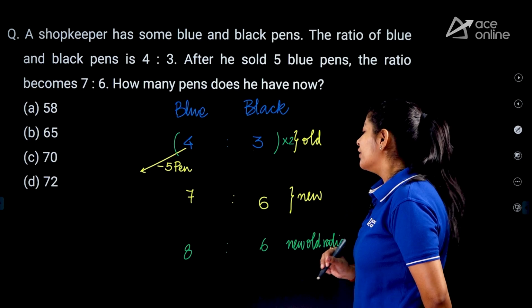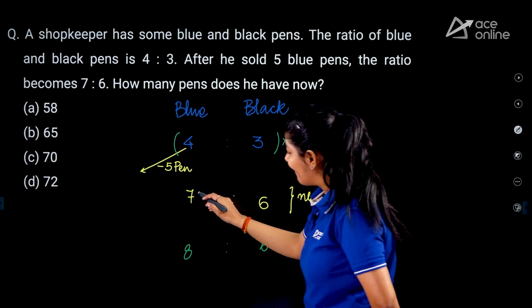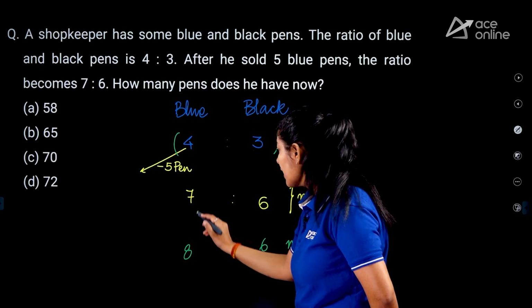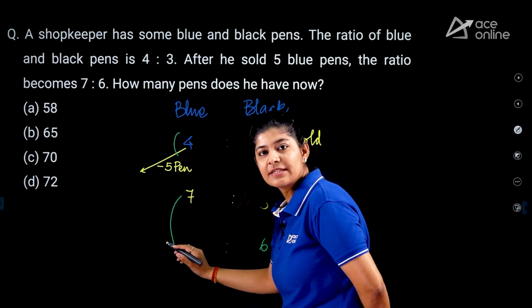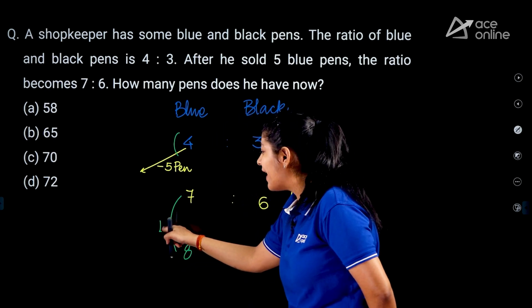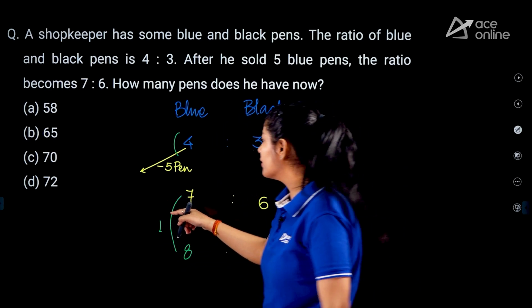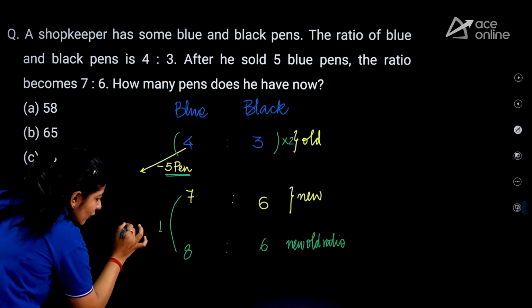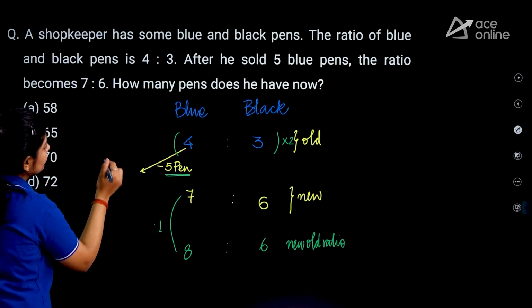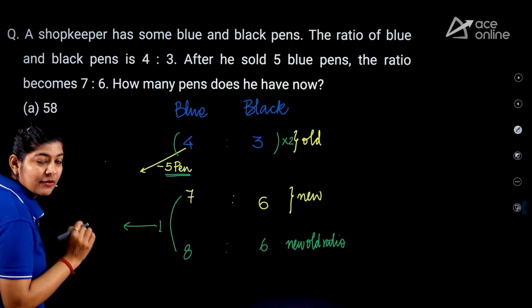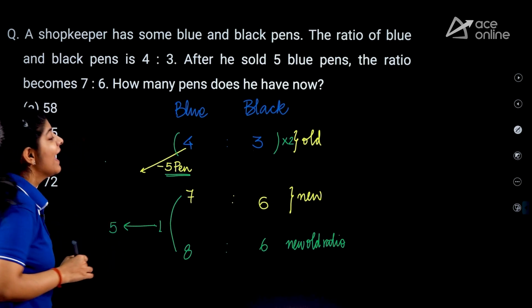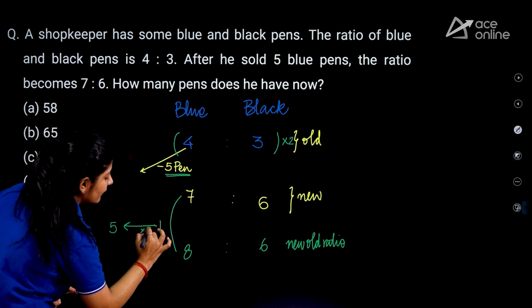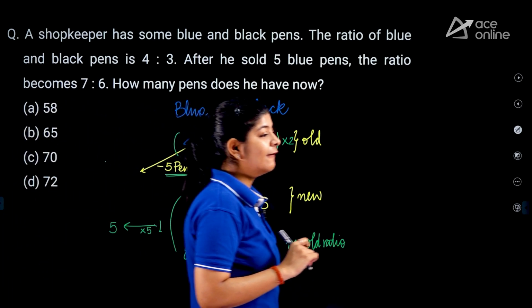Okay. Now we know that we have a difference of 1 over here. This is the new ratio and this is the previous ratio, right? We know that there's a difference of 1, and why are we getting this difference? Because the shopkeeper sold 5 pens. That means the value of this particular one is nothing but 5 as per our question. That means it is present in multiples of 5, right?